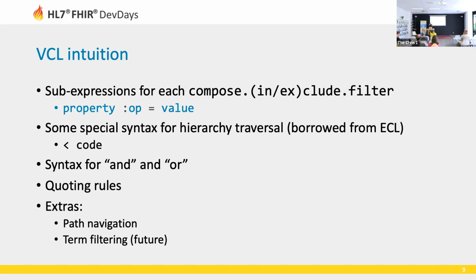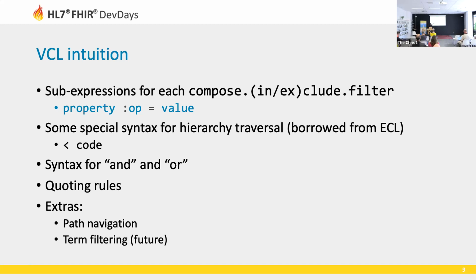And we've put in some syntax for traversing the hierarchy. So less than means descendants of, double less than means descendants or self. So the code for the descendants, which is the same as ISA. And then greater than for going up the hierarchy. And then there's some others, less than exclamation mark for just immediate children, that sort of thing.